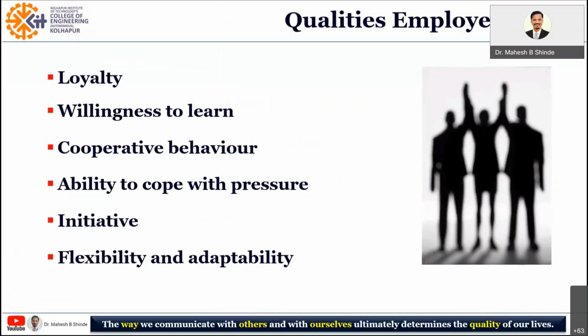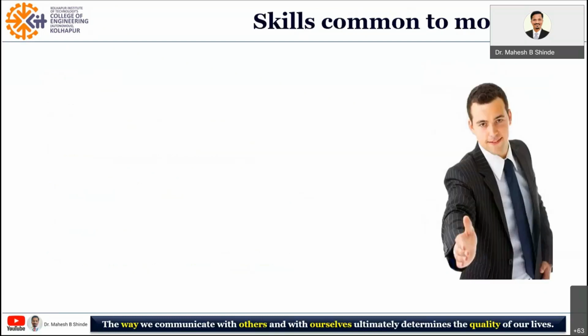Loyalty. Yes. How loyal you are. Willingness to learn. When I'm conducting your interview, I'll check whether you will be a loyal person, whether you want to learn new things, whether you have a cooperative behavior. Do you have the ability to cope with pressure, working under pressure, under deadlines? Do you have initiative qualities? Flexibility and adaptability qualities. Are you able to change yourself as per the need? How do they check this? Based on the FAQs, which we will see.